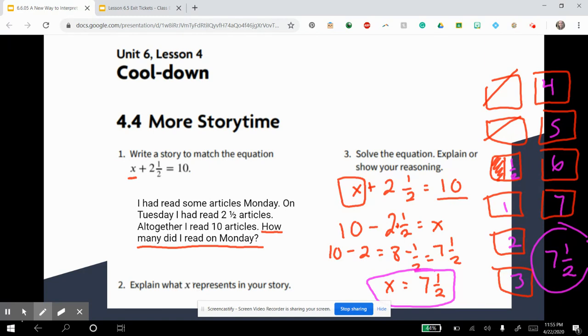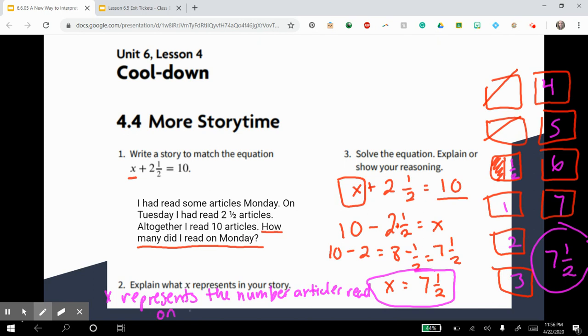Okay. In my story, x represents the number of articles I read on Monday. It's basically the solution to that question there, right? And I noted it here in the problem by saying sum. Sum is a good clue word for a variable. You don't know how many that is. If you didn't get this yet, you can go ahead and jot this down. When you're done, press play and we'll be ready to move on.